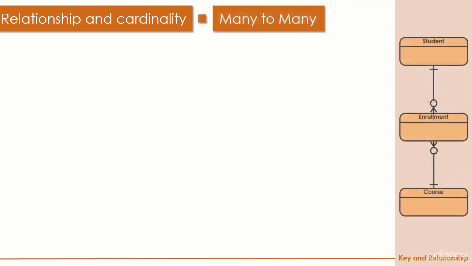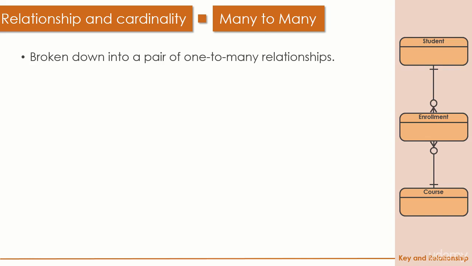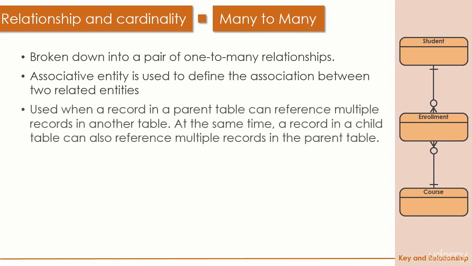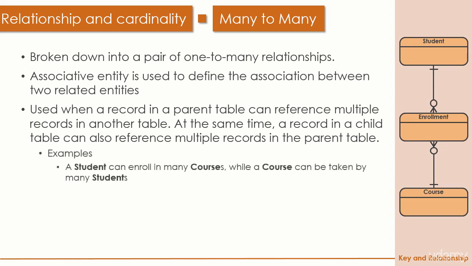The many-to-many relationship. Basically, the relational database doesn't support a real many-to-many relationship. In this case, we need to break it down into a pair of one-to-many relationships and have an associated entity, an associated table, between these two entities. It's used for a parent record to reference multiple records in another table and vice versa. The example is the student can enroll in many courses and the course can be taken by many students. So it is a many-to-many relationship.